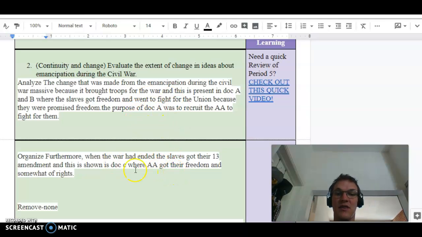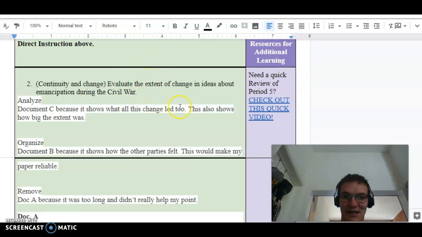The thing here that I don't mind about this is Doc C, they get their freedom, right? But it's like they get their freedom everywhere. The Emancipation Proclamation only freed them in the South. So let me show you another answer that still is missing. This is a very weak answer.